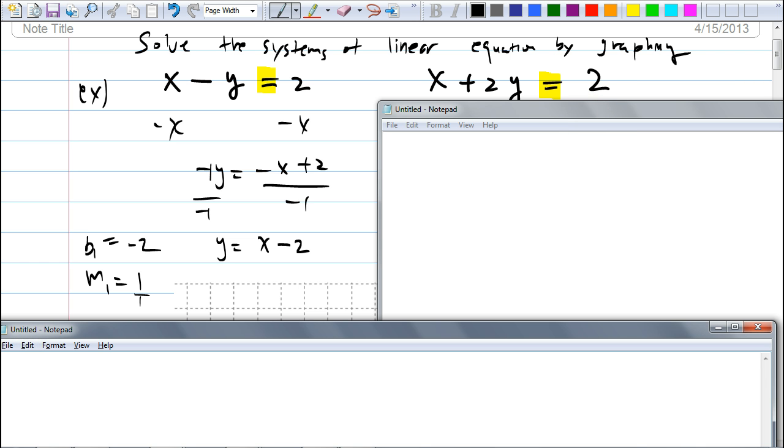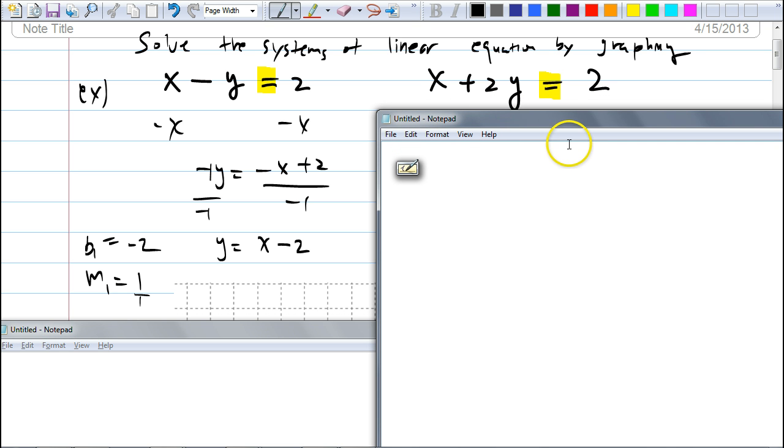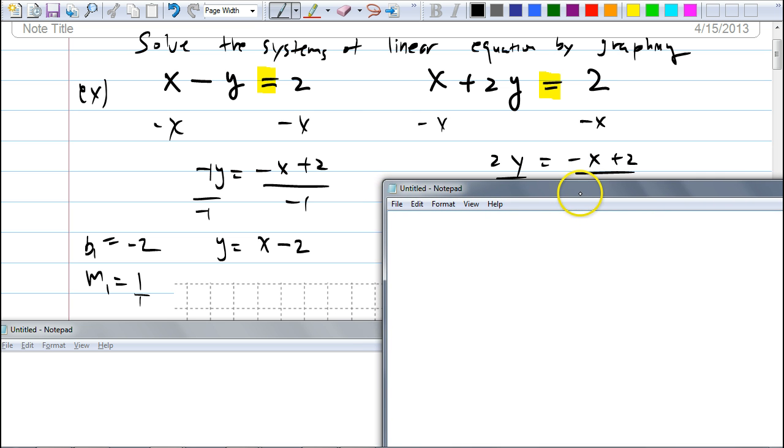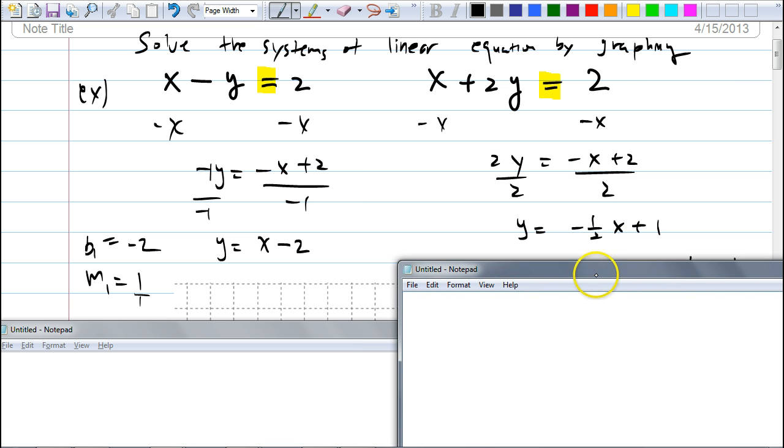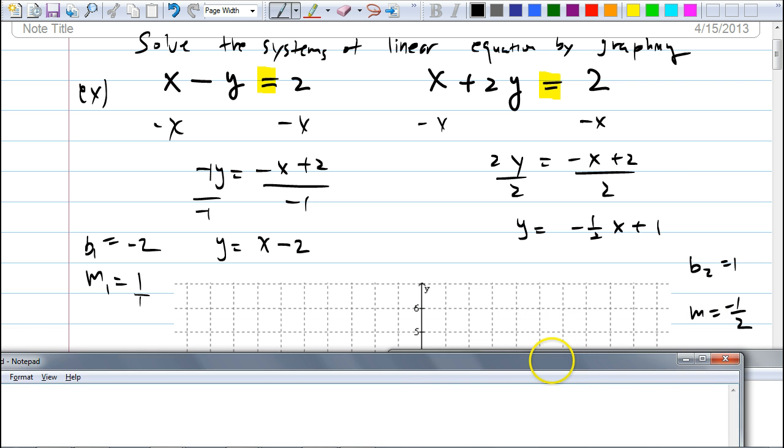Second equation. I want to get the y by itself, so 2y equals -x plus 2. You got it. And then divide both sides by 2. How many got y equals -1/2 x plus 1? Easy enough? Somebody tell me the y-intercept of the second equation. Yes, Chris? 1. What's the slope, Chris? -1/2.